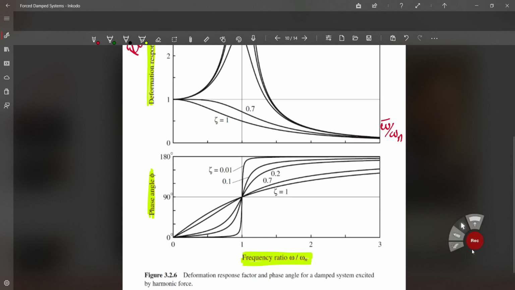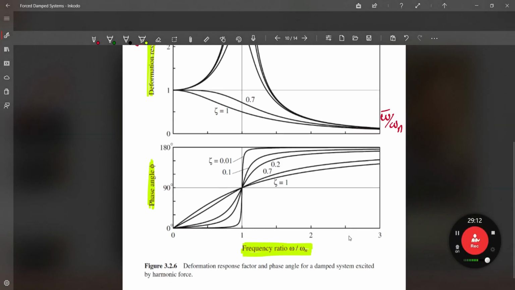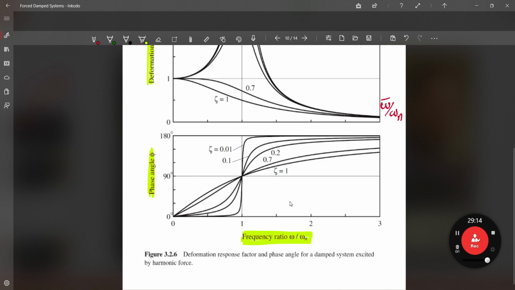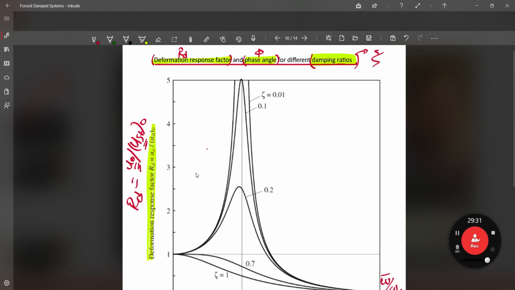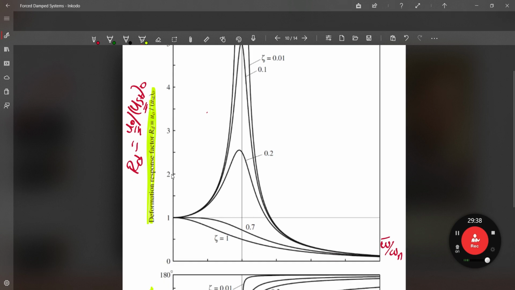Okay, so now we are going to analyze these graphs because they are really important for understanding. This graph is called the deformation response factor and phase angle for a damped system excited by harmonic force for different damping ratios, as you can see. First of all, let's go to this part, which is related to the Rd and the damping ratio.